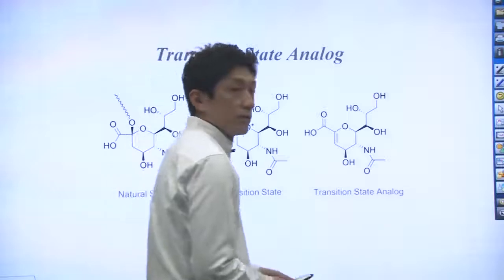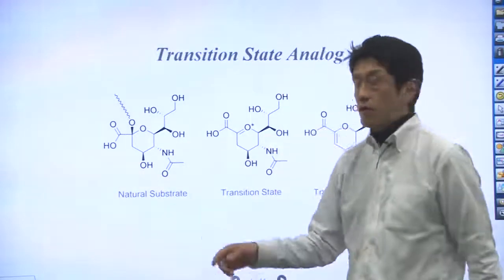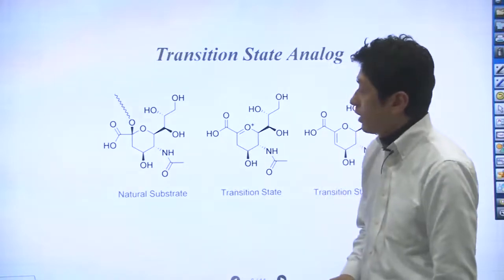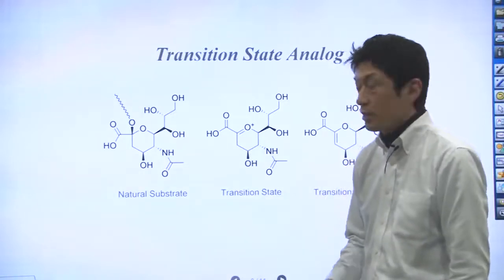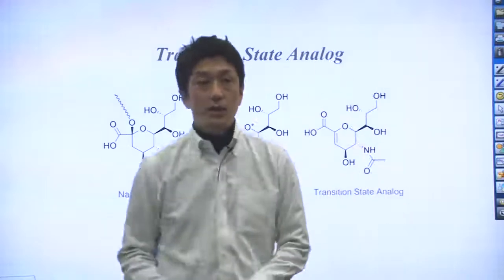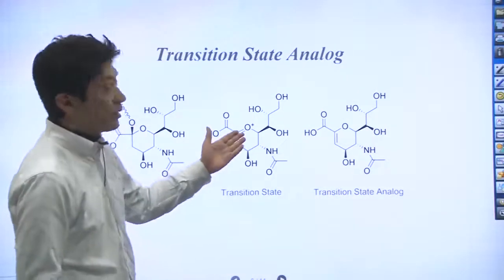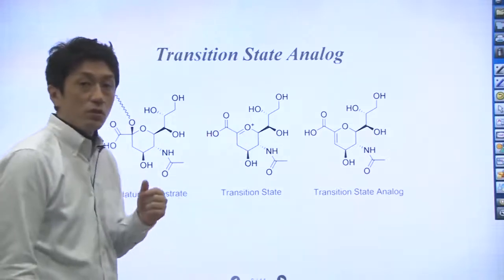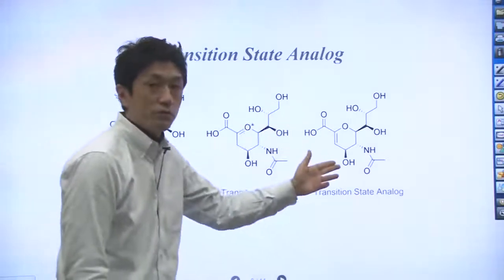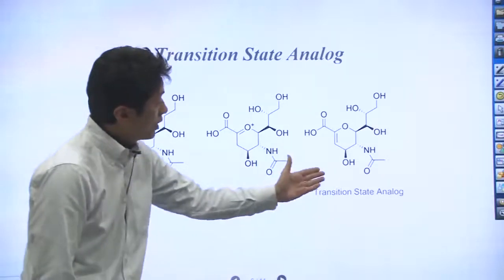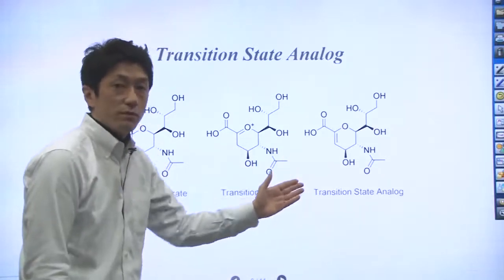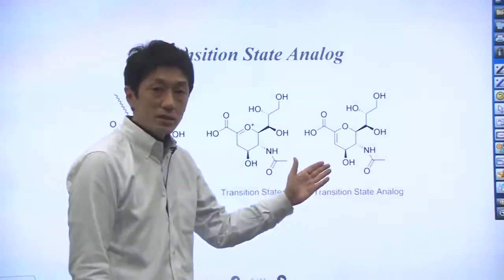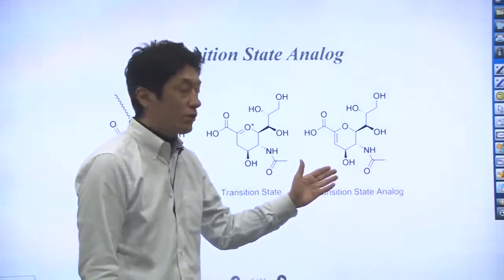What you are looking at here is the structure of the natural substrate. As I mentioned earlier, the transition state has an oxygen anion, cation. This is the structure of the transition state analog. These two are similar to each other. This structure served as a starting point for the design of potent inhibitors.